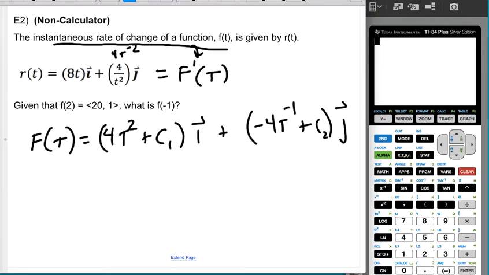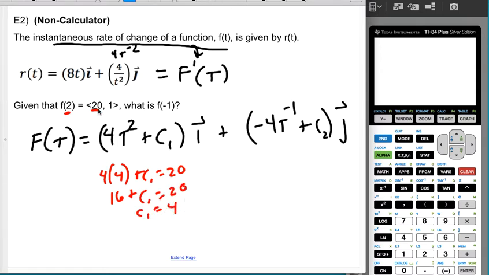So when I go to plug in the points that I know, if I plug in a 2 for t, I should get a 20 out of this one. So if I plug in a 2, I get 4 times 4 plus c sub 1, and that's apparently a 20. 16 plus c sub 1 is a 20, so my c sub 1 is a 4.